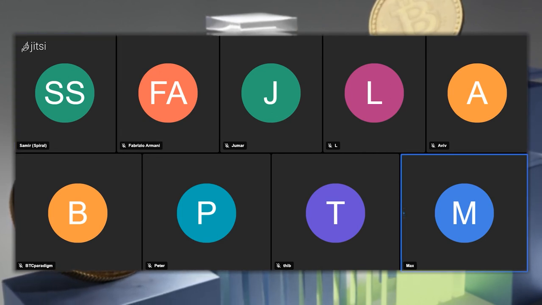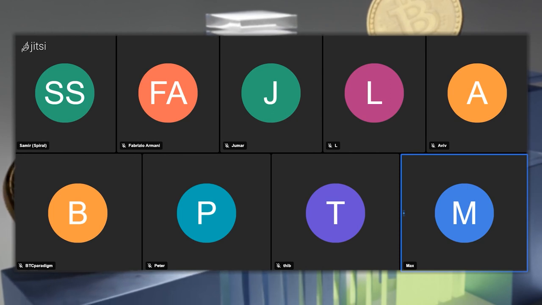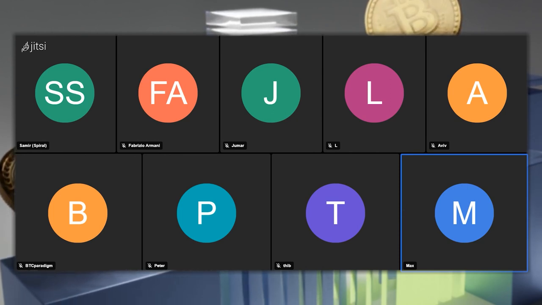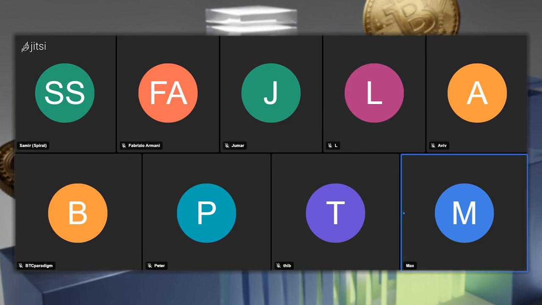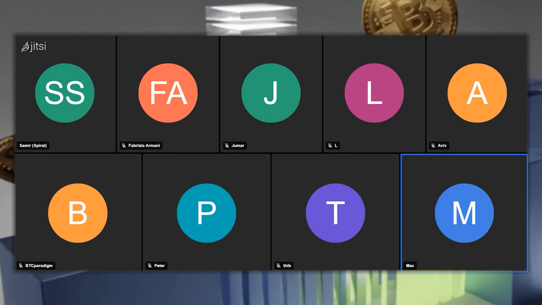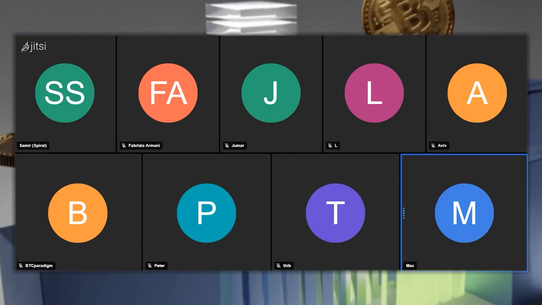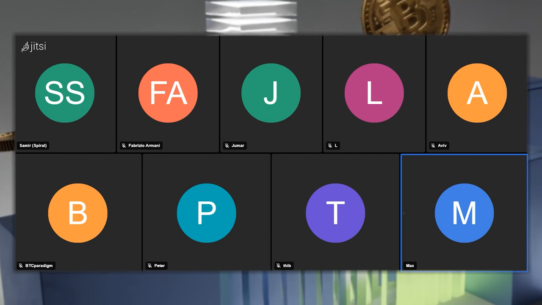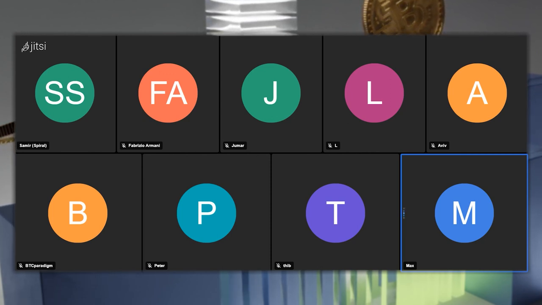Actually, a question, because you just said the database has to be kept in memory. Is that the case in Spiral? Yes. Oh, okay. But then, if we have a large data set, for example, the full blockchain, you know, many hundreds of gigabytes. Right. All of that needs to be in memory?